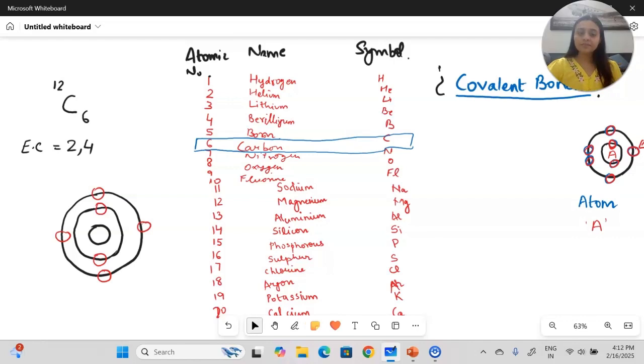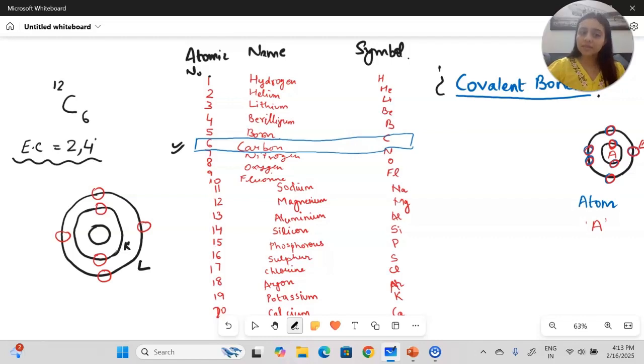You can see that the sixth atomic number is carbon, and you already know that from the atomic number of carbon we can know its electronic configuration. By knowing the electronic configuration, we can simply make the structure of the atom, and we can say that in the K energy level we are going to put 2 electrons, and in the L energy level shell we are going to put 4. 1, 2, 3, 4.